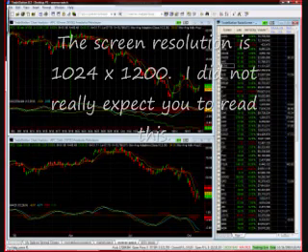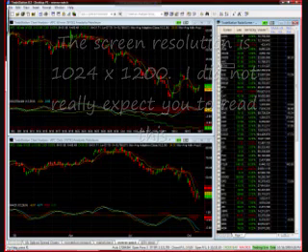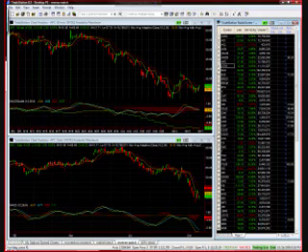Okay, this is the two screens that you just saw before. The top is the 60-minute screen, and the bottom is the daily screen. Then on the right-hand side, I've got a radar screen. The radar screen has all the symbols that I look for trading opportunities in, and if you click on one of the symbols in that radar screen, I've got it linked up so the other two screens change, and you can just simply press enter and go through the entire radar screen looking for opportunities.